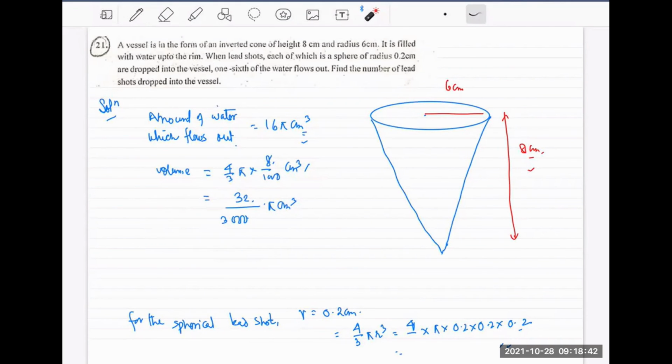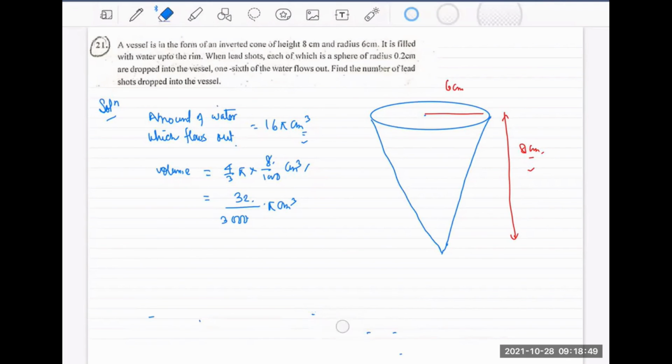Yeah, but we don't know how many lead shots we have dropped. All right, so let's say we have dropped n number of lead shots. So you mention here, let n numbers of lead shots be dropped. So how much will be the volume of the n lead shots then? One lead shot, the volume is this one. We drop how many? N numbers. Okay, why are we taking n? Because we don't know how many lead shots we have dropped in there.